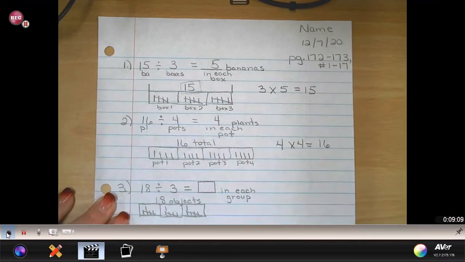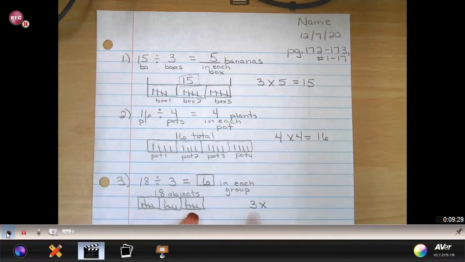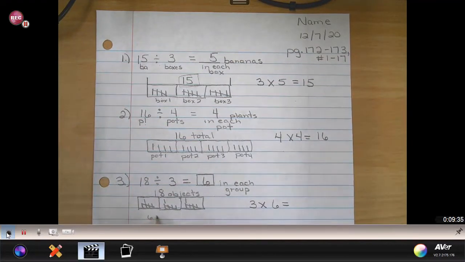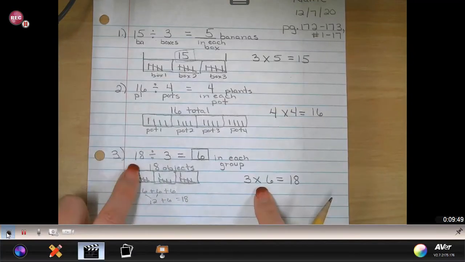Now that we've gotten our total of objects broken up, now we can find how many are in each group. So if you notice, I have a 5 and 1, 5 and 1, 5 and 1 makes 6 in each group. Again, I can check my division using multiplication. So I have 3 groups. There are 6 objects in each group, and 6 plus 6 plus 6 is 12, plus 6 more gives me my 18 total objects. So again, I'm using my understanding of multiplication to check my division.